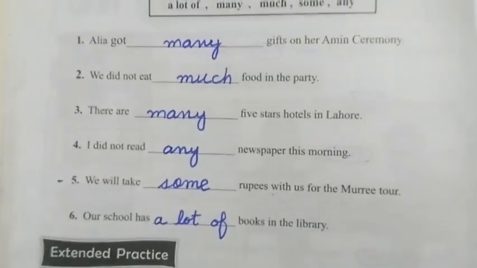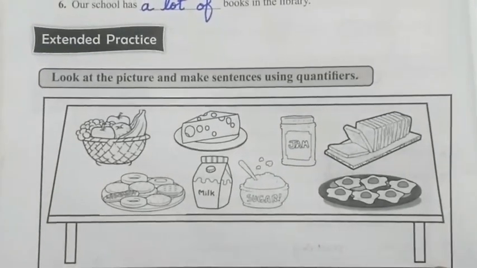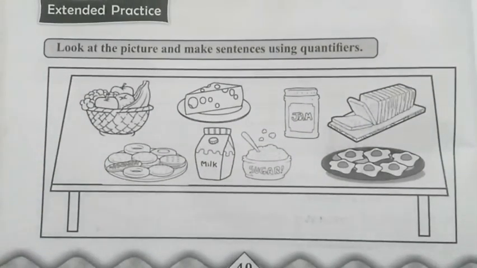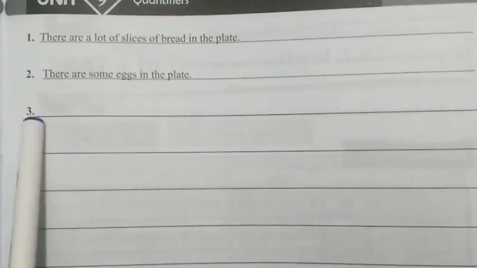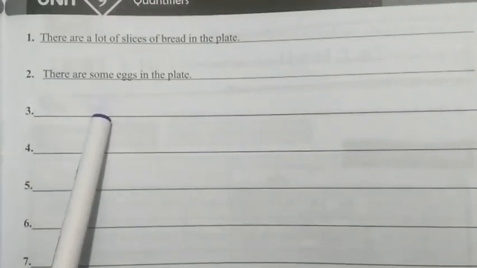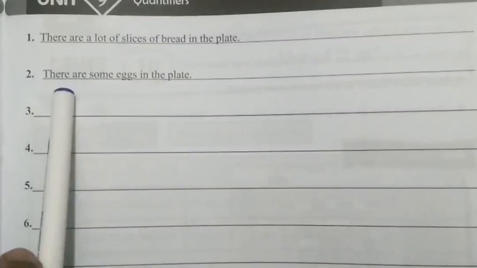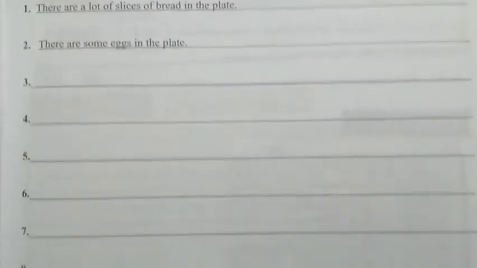Dear students, now it is time to say Allah Hafiz, but before that, this is the homework. Do extended practice with the help of the given picture. This is on page 40, and the sentences have been given on page 41. There are 8 sentences. The first and second sentences have been solved for your convenience. There are a lot of slices of bread in the plate. There are some eggs in the plate. There are 6 remaining sentences. You will do these 6 sentences with the help of the given picture on page 40.